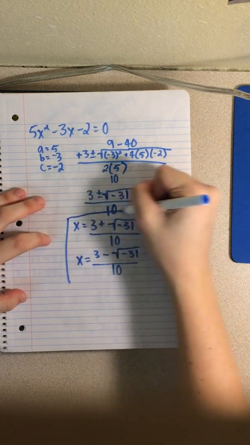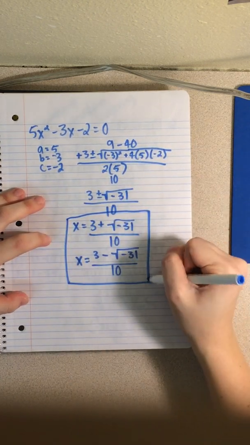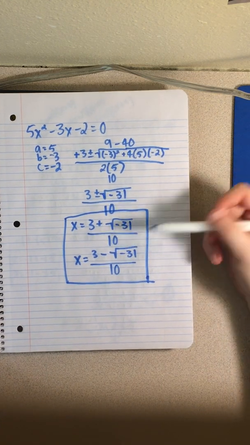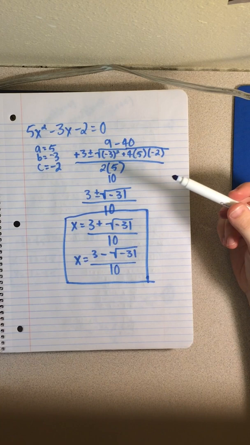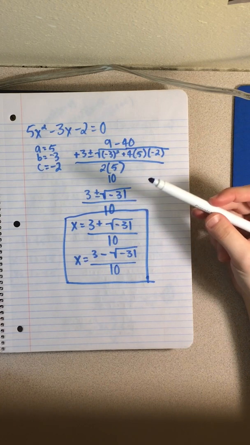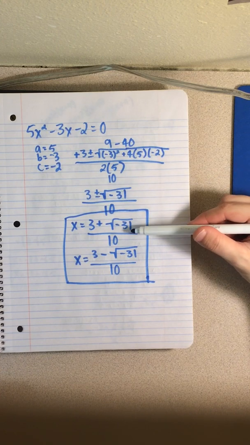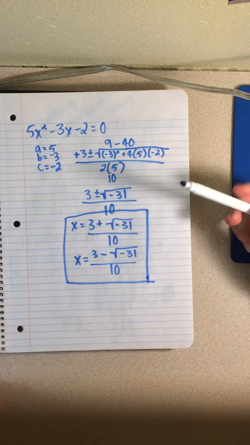So these are your answers because you can use imaginary numbers to get that negative out of there. But other than that, you can't square root a negative. So those are your answers.